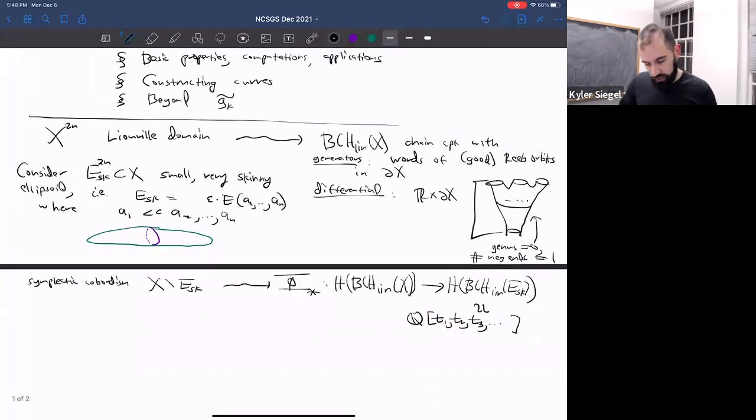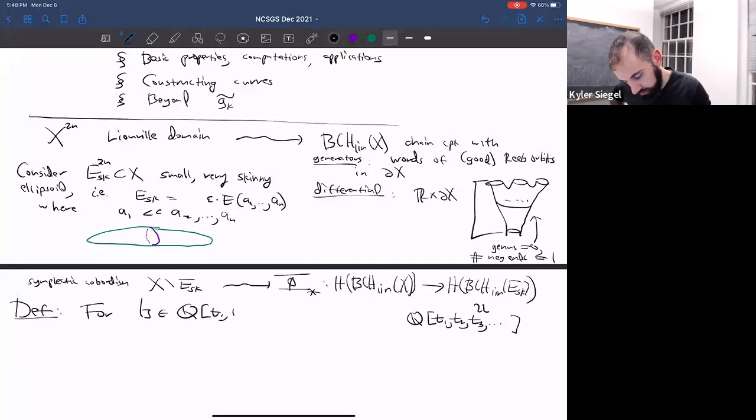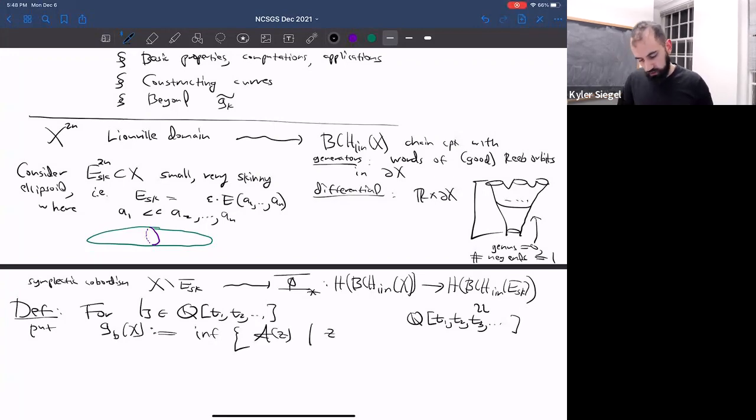And from this, we can define some large family of capacities as follows. They're going to be indexed by elements of this infinite polynomial algebra. So pick B, an element of this polynomial algebra. And for any such B, we put G_B of X to be, by definition, the minimal action of an element in this homology group which maps to B under the cobordism map.